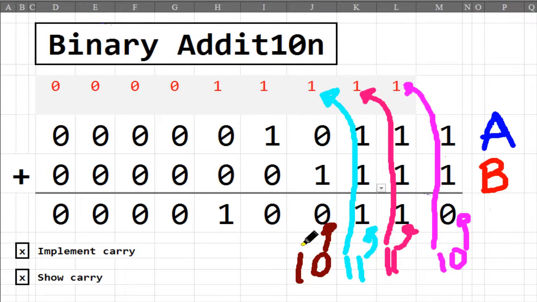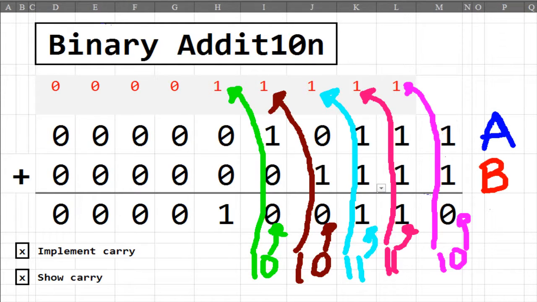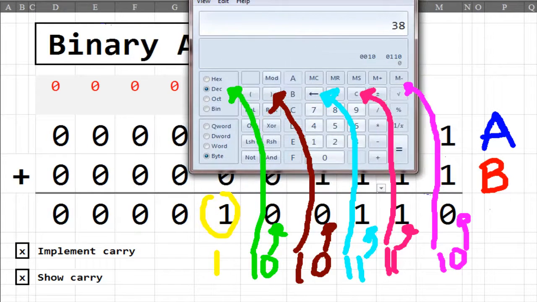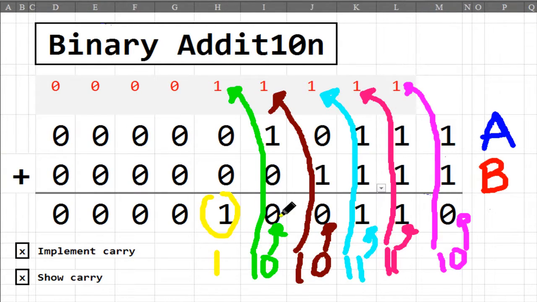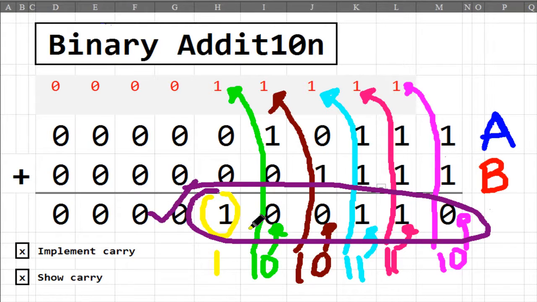The 0 here. 1 carries over. 1 and 1 is 2. 2 plus 0 is 2. So 1, 0. 0 here. 1 gets carried over. And 1 plus 0 is 1. And you have your answer 1, 0, 0, 1, 1, 0. And double check our work. The number 38 is 1, 0, 0, 1, 1, 0. So the answer of 38 is correct.